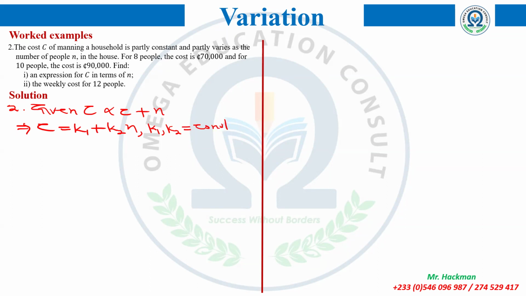I told you not to write constant of variation because one of them is not a constant of variation. The K2 is a constant of variation, but the K1 is not strictly a constant of variation. So you just write constants. Now we can see a relation in C, but we need to get the K1 and K2 before we can get the C in terms of only N. Now C is in terms of N, K sub 1 and K sub 2. Am I right?